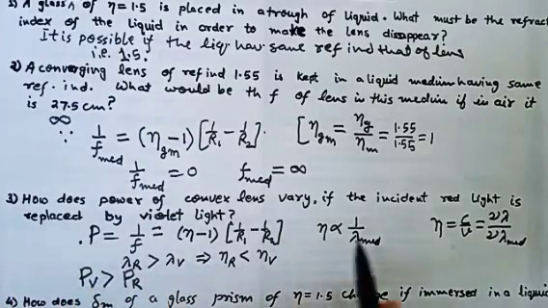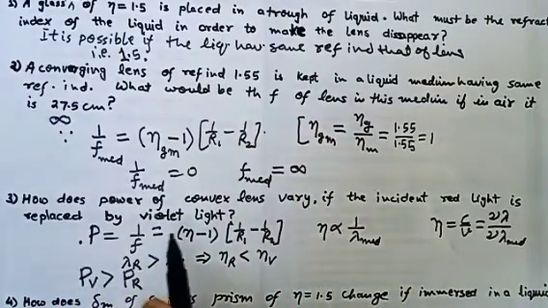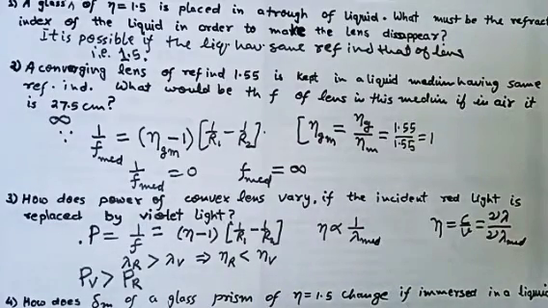How does the power of the lens vary? So when it is replaced by violet, it will increase. You can directly write it will increase, because they haven't asked to justify, but I'm giving justifications side by side.